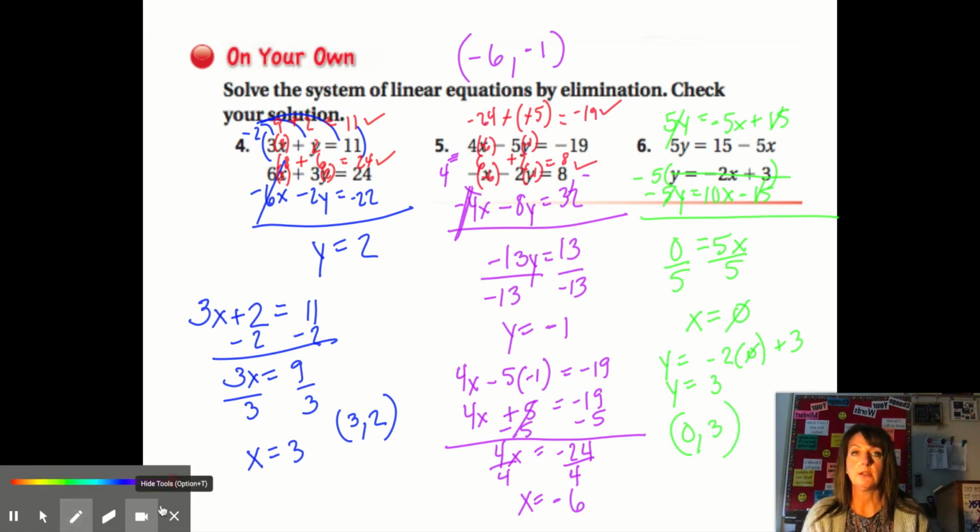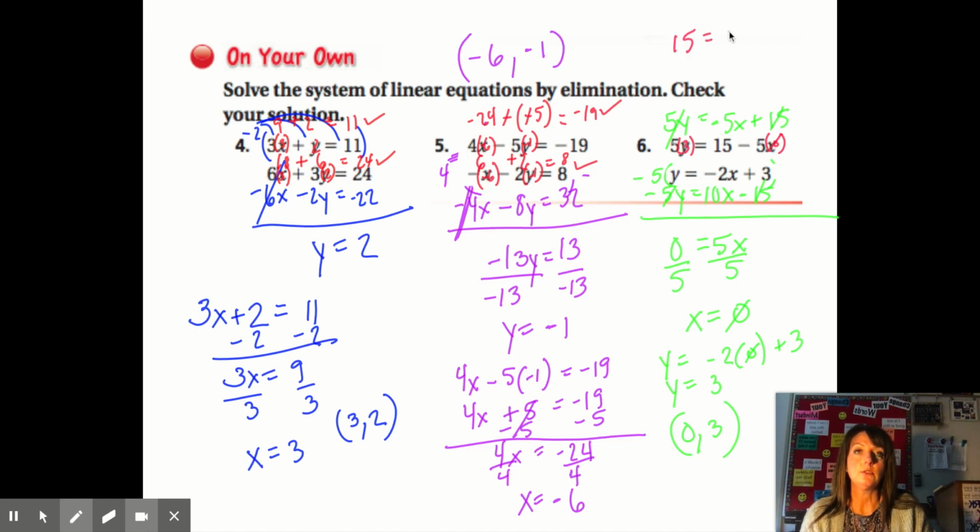So let's double check. Let me erase here. Okay. So y is 3 and x is 0. So we'll have 15 is equal to 15 minus 0, right? That's true. So this other one, it'd be 3 and then negative 2 times 0. So we're going to have 3 is equal to 0 plus 3, and it's true. So this is actually the correct solution.